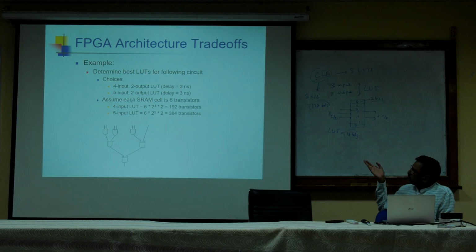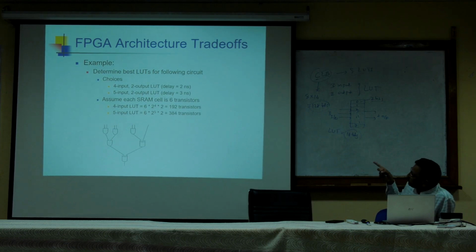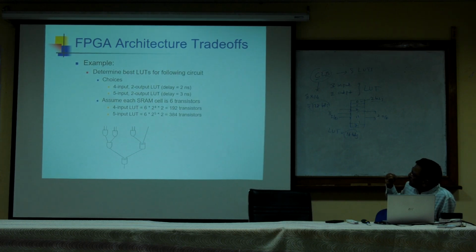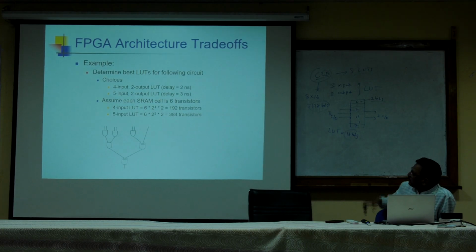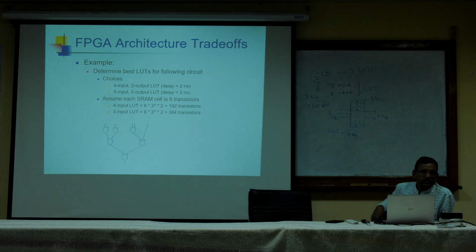One more constraint is the number of transistors, that is area. The area of the first LUT is 192 transistors and the 5 input LUT is 384. How do you get that 192? For the 4 input LUT, why is it 6 multiplied by 2 power 4 multiplied by 2? Number of transistors: assume each SRAM cell is 6 transistors.